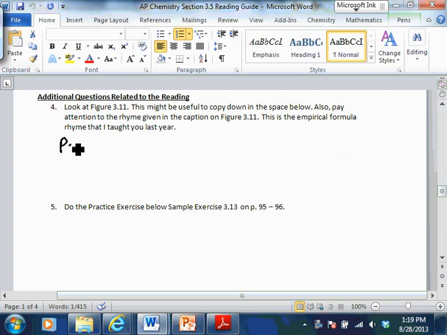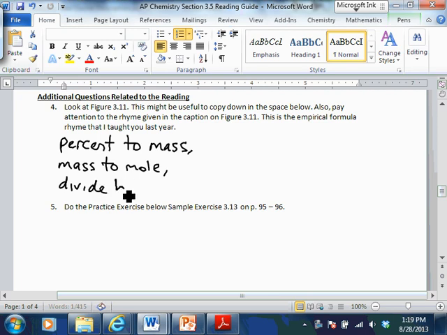Percent to mass, to mole, divide by small, multiply till whole. I'm going to have to put that over here. Okay? And that basically gives you the steps in an empirical formula.